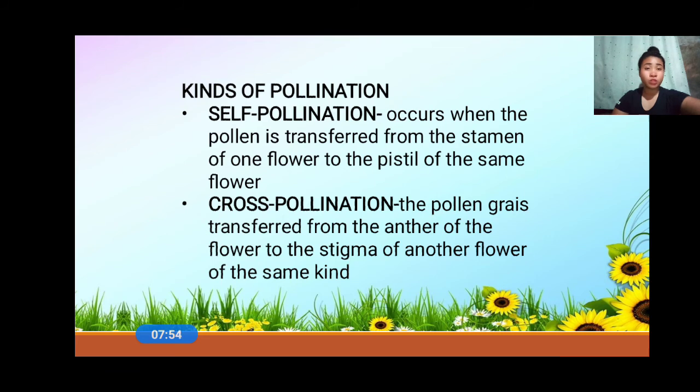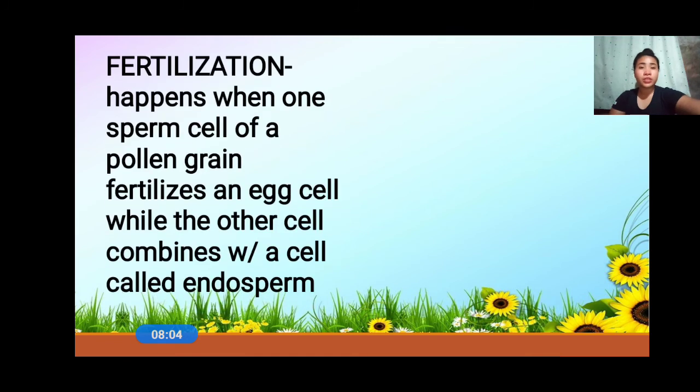Okay, that is cross-pollination. So what are the two kinds of pollination? Self-pollination and cross-pollination. Do you understand? And then we have fertilization. Fertilization happens when one sperm cell of a pollen grain fertilizes an egg cell, while the other cell combines with a cell called endosperm. That is fertilization.